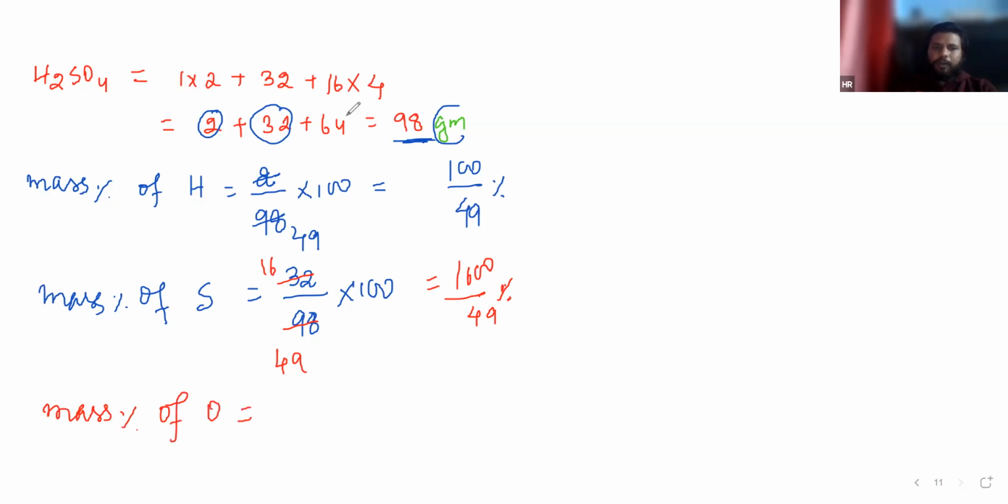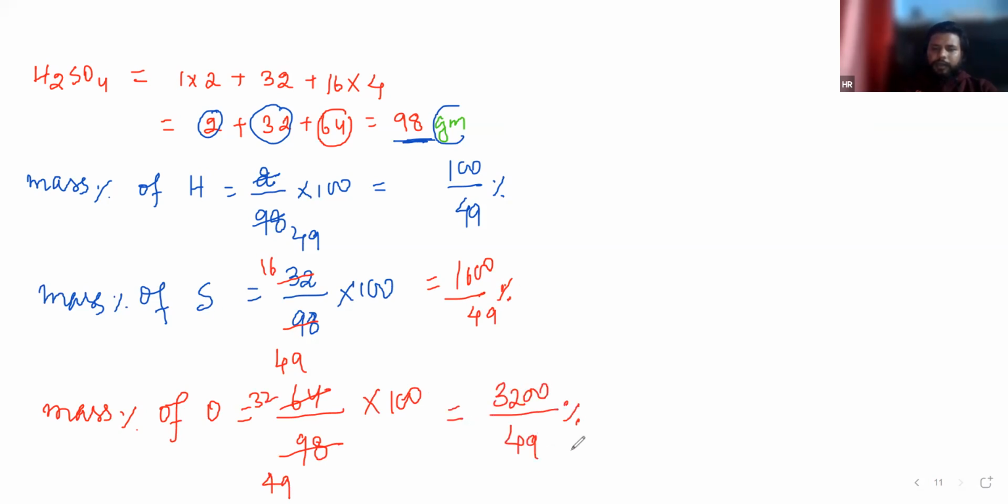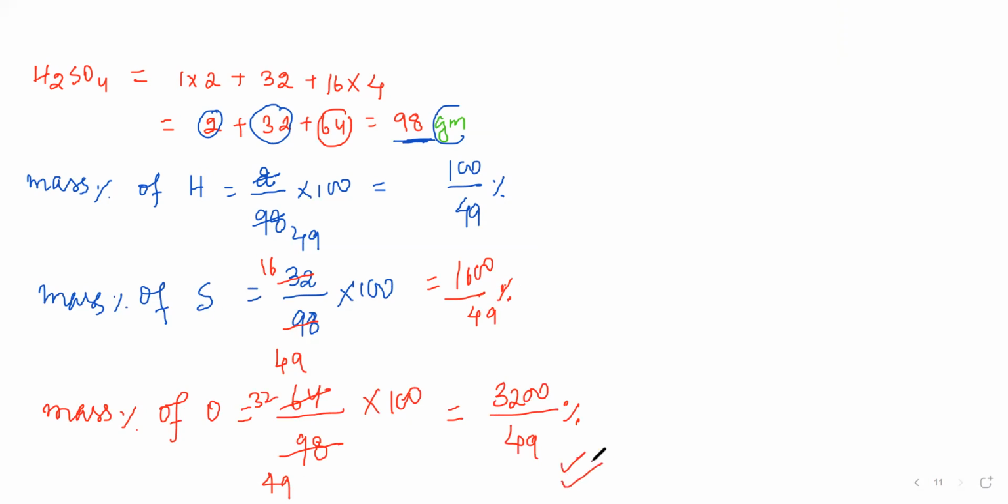Again, mass percent of oxygen, you need to see how many grams of oxygen are present, 64, in how many grams of H2SO4, that is 98 into 100, and it will be cancelled by 32, and it will be by 49, and the answer is 3200 upon 49. Is there any doubt in this, Akarsh and Habiba? No, sir.